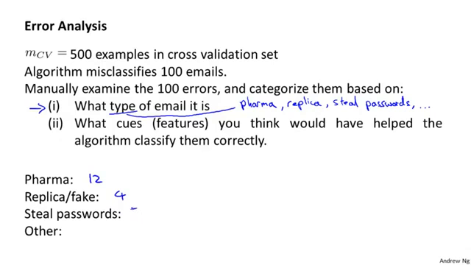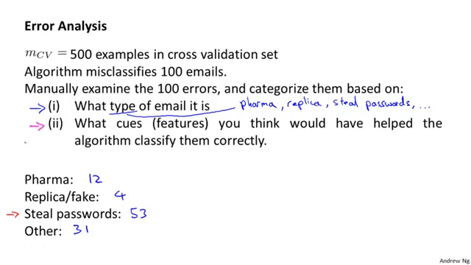And maybe I find that 53 of them are what's called phishing emails, basically emails trying to persuade you to give them your password, and 31 emails are other types of emails. And it's by counting up the number of emails in these different categories that you might discover, for example, that the algorithm is doing particularly poorly on emails trying to steal passwords, and that may suggest it might be worth your effort to look more carefully at that type of email and see if you can come up with better features to categorize them correctly.